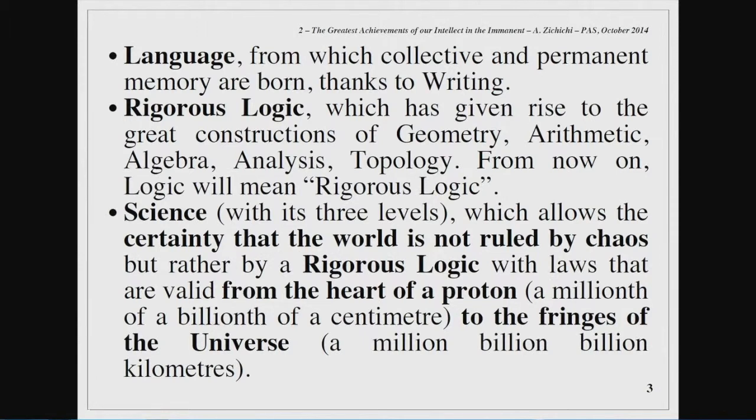Science has 3 levels, which allow the certainty that the world is not ruled by chaos, but by a rather rigorous logic, with laws that are valid from the heart of a proton, which means a millionth of a billion of a centimeter, to the extreme limits of the universe, which we were discussing a few minutes ago, which is a million billion kilometers.